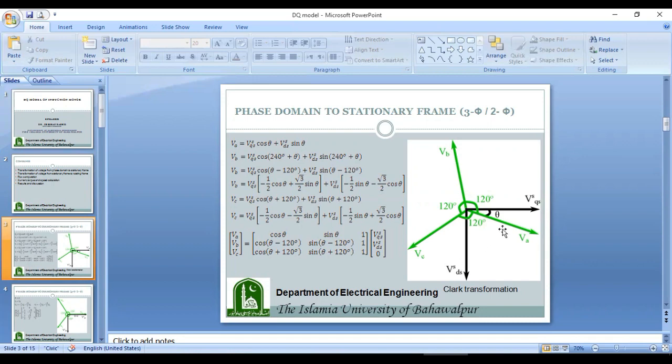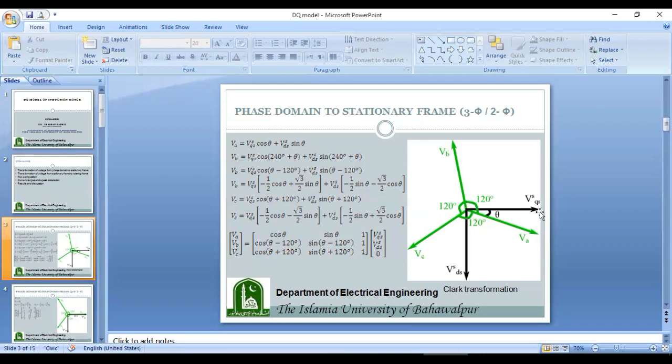So first of all, we will translate the two axis quantities to the three phase quantities, and VA can be written in the form of VQSS and VDSS. So the angle between VA and VQSS is theta, so VA will be equal to VQSS cos theta. Similarly, this VA will be equal to the addition of this VDSS cos 90 minus theta. So this total angle is 90 degrees, this angle is theta. So this angle will be 90 minus theta. So cos 90 minus theta is equal to sin theta. So VA will be equal to VQSS cos theta plus VDSS sin theta.